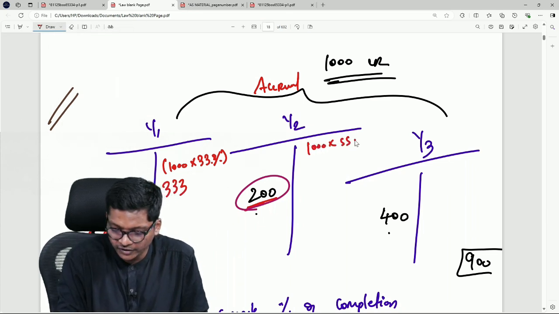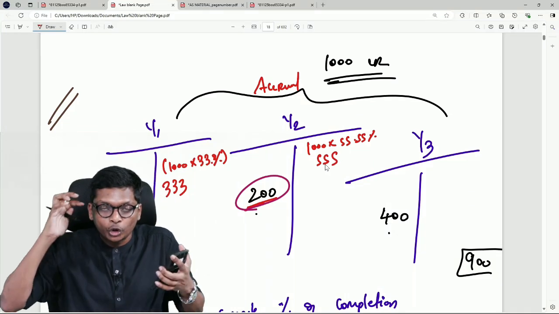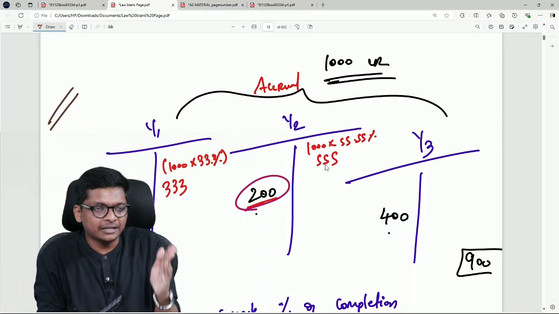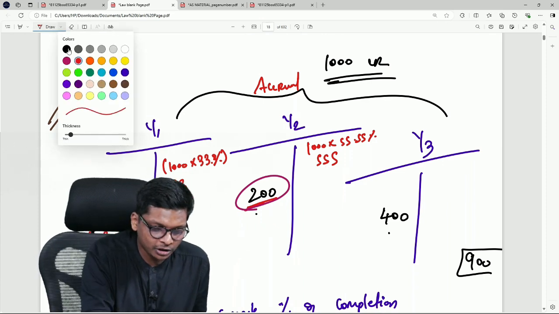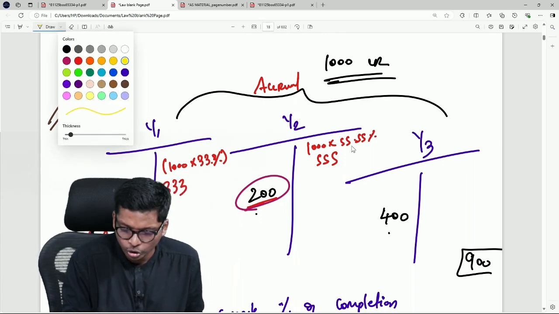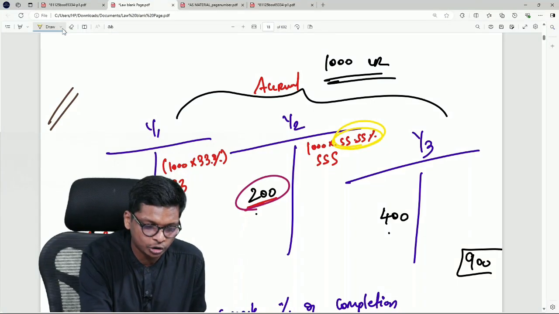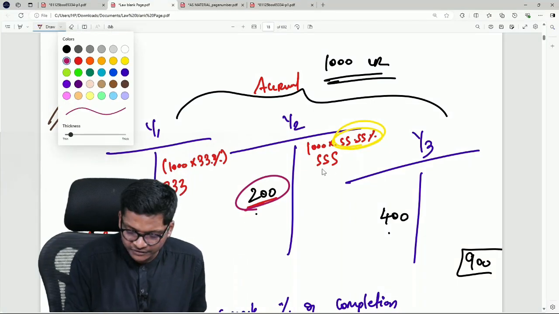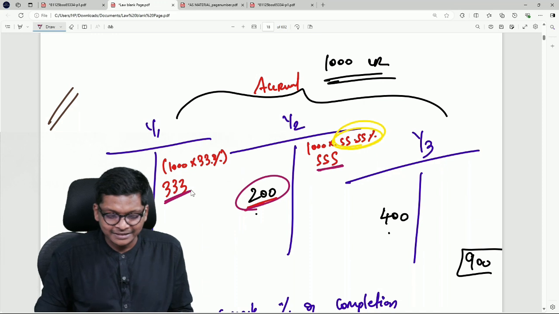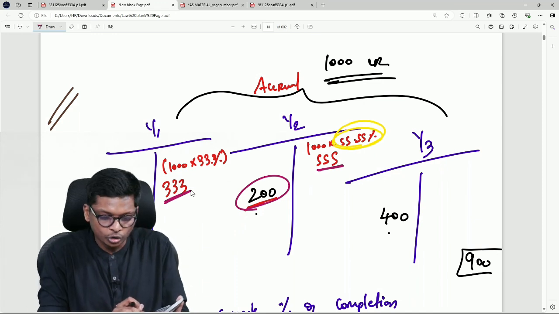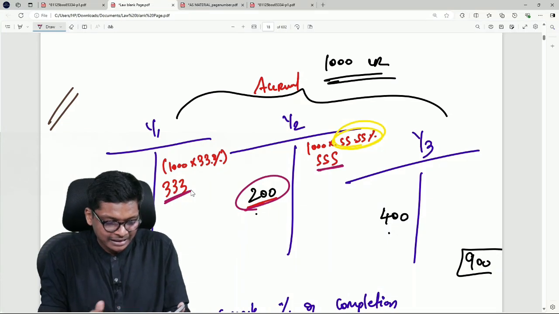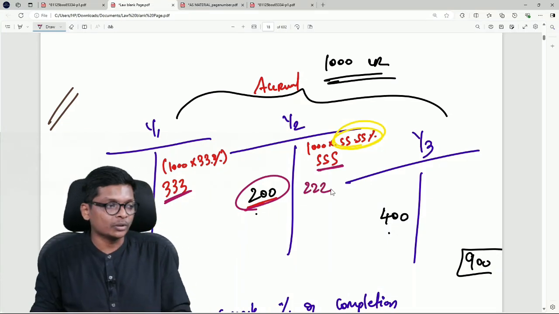So in second year, 1000 into 55.55 percentage, 555 of revenue is cumulatively to be recognized in year 1 plus year 2, because in year 1 plus year 2 you have finished 55 percentage overall. Out of this 555, already 333 is recognized in year 1. So year 2 I will do 555 minus 333, I will recognize 222 in second year.